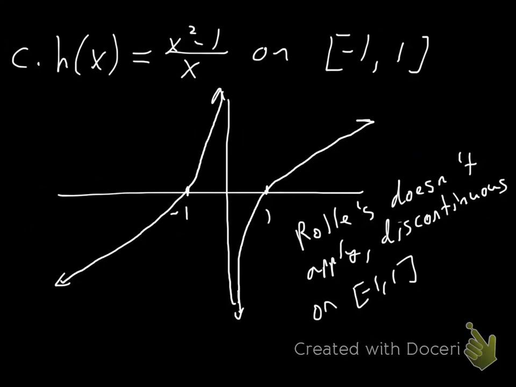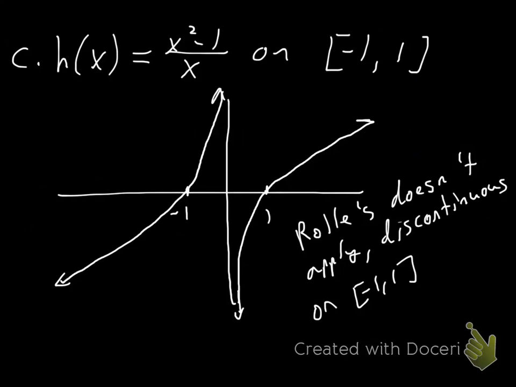All right, in this next example, you can easily see that it might be easy to get carried away with just going ahead and finding the derivative and checking the endpoints to see if they're equal to each other. But this one doesn't apply. If we plug in the endpoints negative 1 and 1, we're going to get 0 both times. However, the function is not defined at 0. And because 0 is in our interval negative 1 to 1, it's discontinuous on that interval.